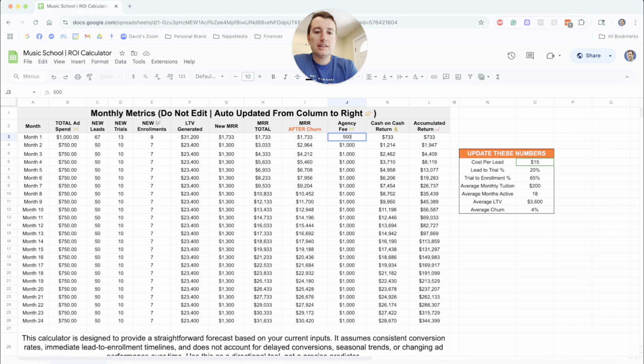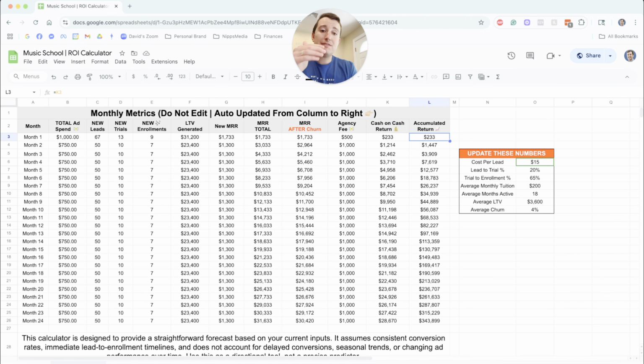So in this case, let's put $500. Let's say you're managing the ads yourself, but you're also taking a salary from the business, which means you made a cash-on-cash return of $233, and in total, you've made $233. Now, you might be thinking, well, David, I have to pay my teachers, I have to pay rent, I have to pay overhead. $1,733, let's say I have a 50% cost.